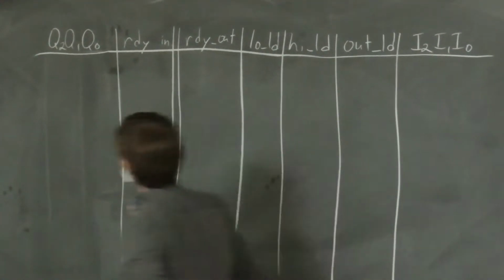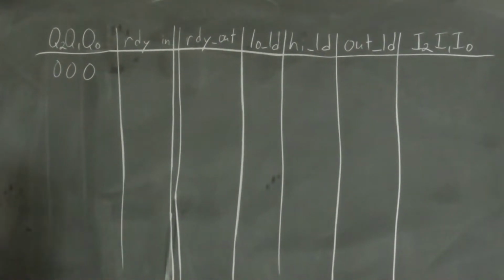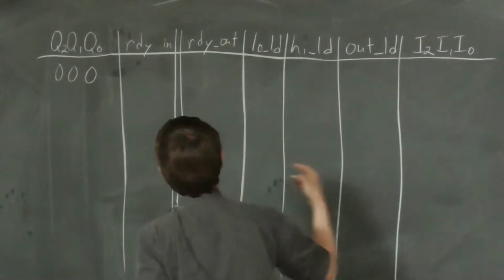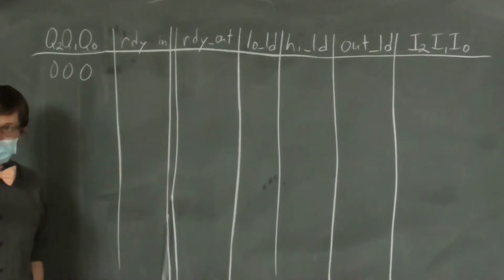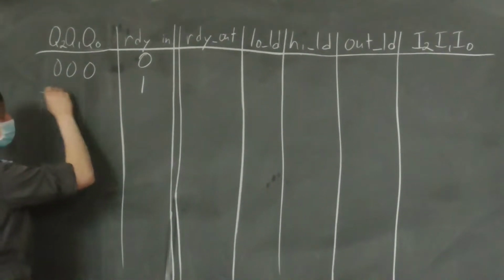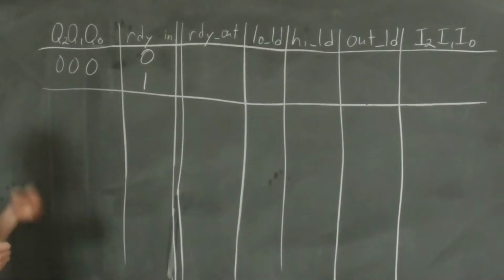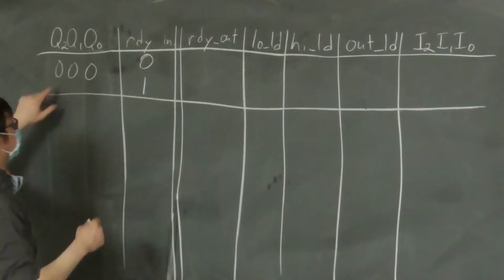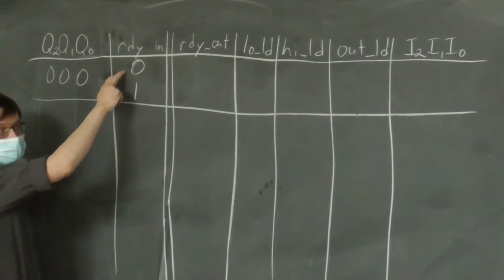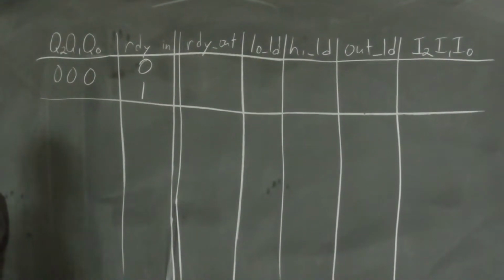Our first state, 0, 0, 0. Our input, then, we have to account for both. I'm going to do it kind of like that. We'll see how much board space I need. So in the case where all of these are 0 and this is 0, the state doesn't change. We're waiting for the ready in signal to come in.